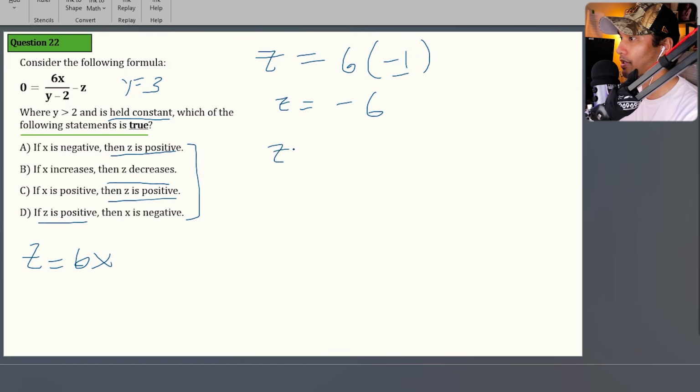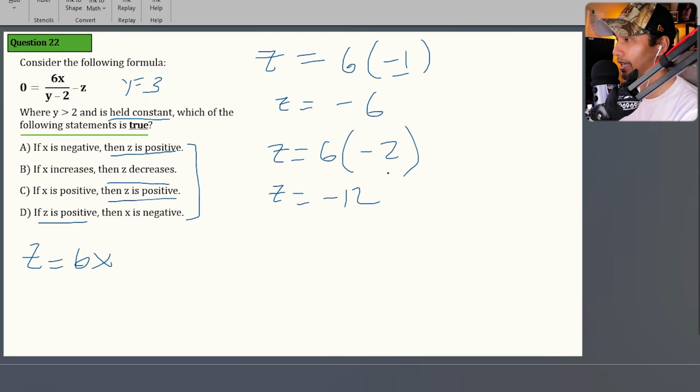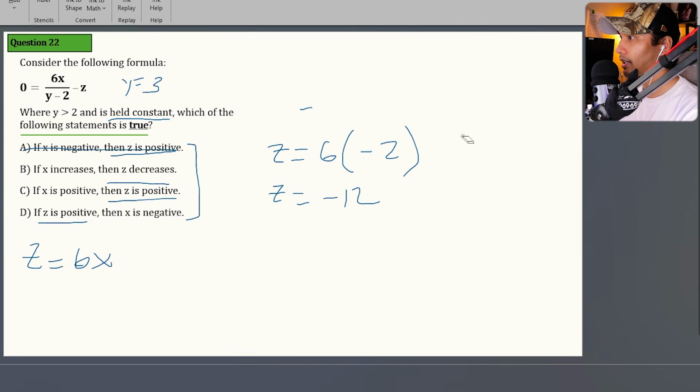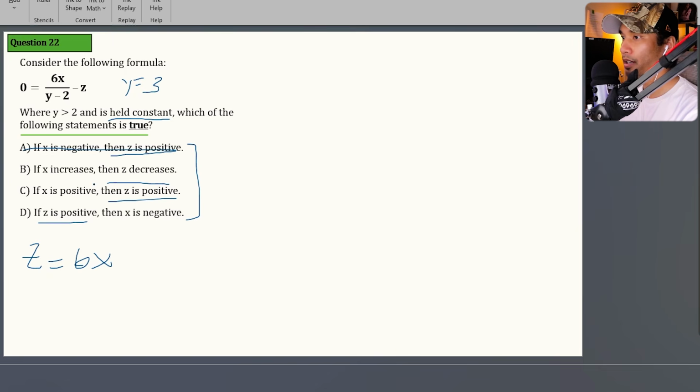If we go a step further, z equals 6 times negative 2. We get z equals negative 12, which just keeps becoming more negative as x becomes negative. The z becomes more negative as x becomes more negative, and we see that relationship happening. Negative 1, negative 6, negative 2, negative 12. So this is incorrect. Let's go ahead and figure out answer choice B, or see if B holds true.